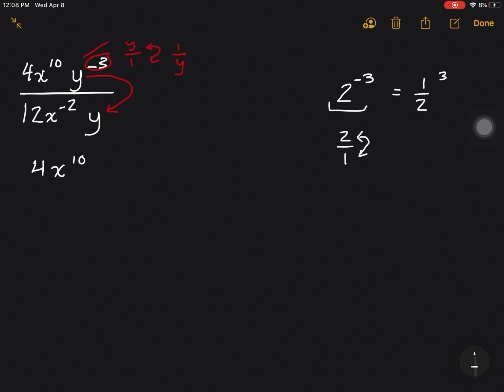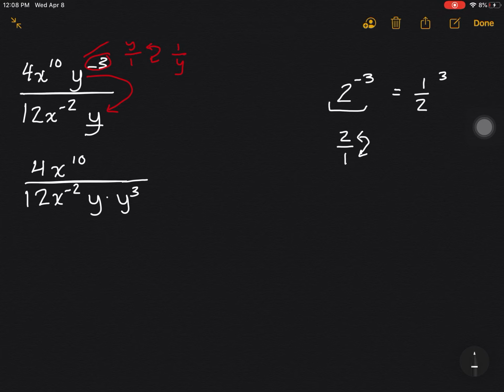So in our next step here, if we bring that y down, because we flipped it and it's now 1 over y, which means it's in the denominator, our next step of the problem is going to look like 4x to the 10th. We got rid of this y on the top. We brought it down to the bottom. So now we've got a 12x to the negative 2, the y that was already here, and now we've also got a y to the third, because remember we took this y to the negative 3, we flipped it and we brought it down. Now we still have another negative exponent.